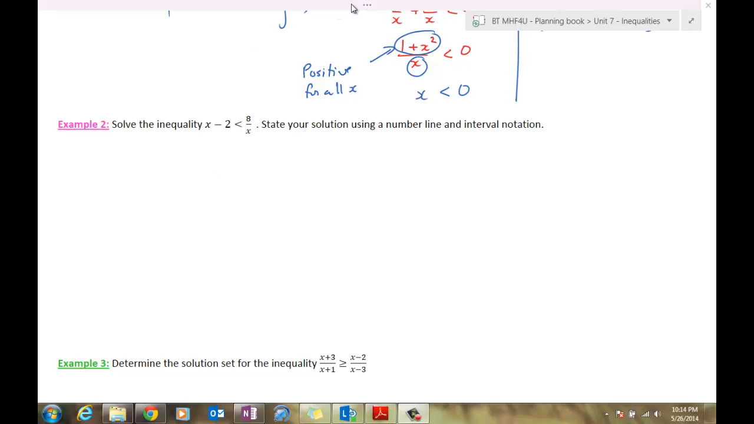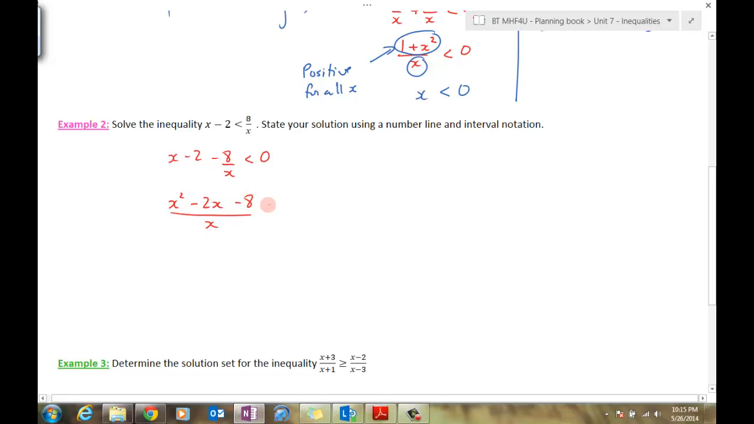Okay, in example 2, again, our technique here is we bring over the 8 over x, less than 0. So when is x minus 2 less than 8 over x? A rational inequality. We get a common denominator of x. So we'll have x squared minus 2x minus 8, all over x, less than 0.